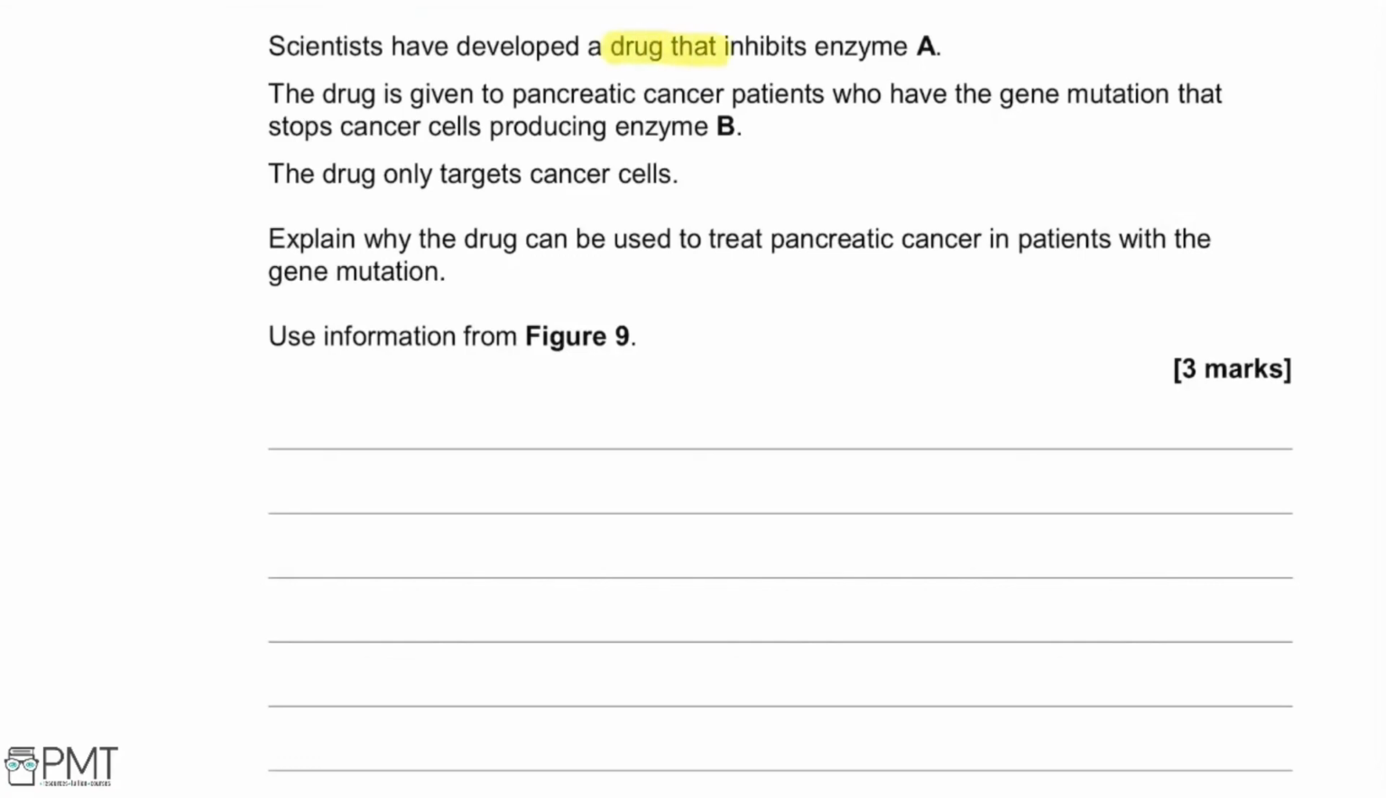Scientists have developed a drug that inhibits enzyme A. The drug is given to pancreatic cancer patients who have the gene mutation that stops cancer cells producing enzyme B. The drug only targets cancer cells. Explain why the drug can be used to treat pancreatic cancer patients with the gene mutation. Use information from figure 9, and this question is worth 3 marks.